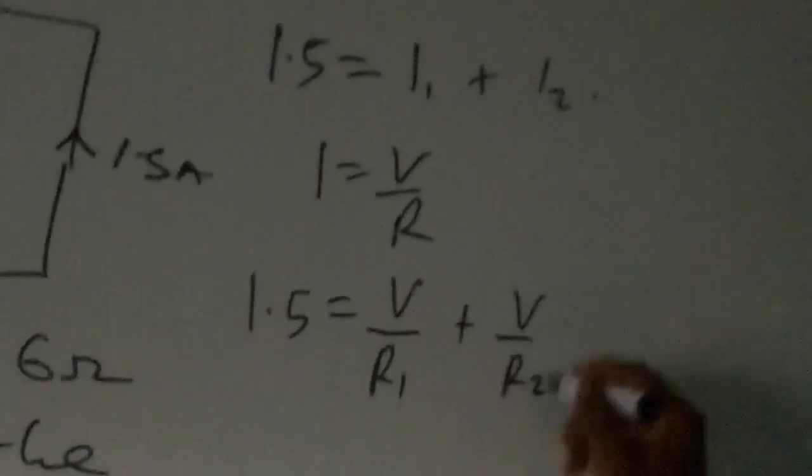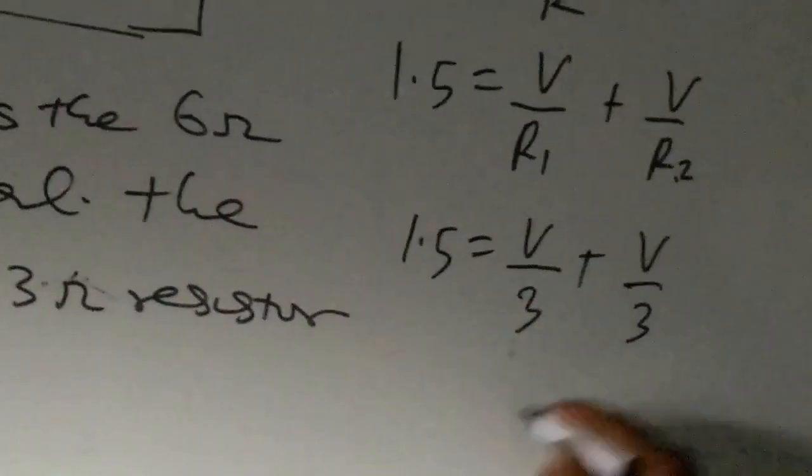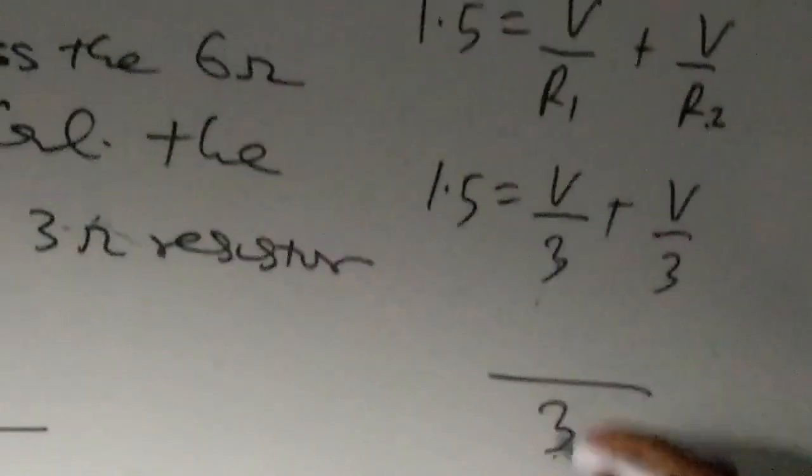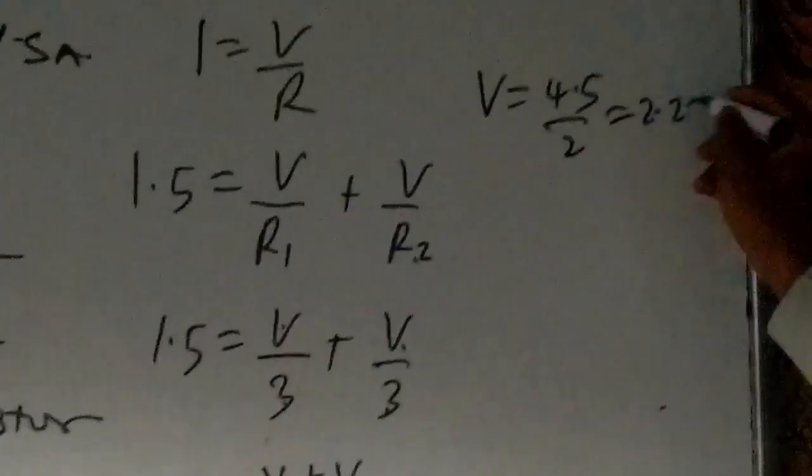So we can now say 1.5 equals V over R1 plus V over R2, because the voltage across the resistors remains the same. So now I have 1.5 equal to V over R1, which is 3, plus V over R2, which is also 3. We take the LCM, which is 3. 3 into 3 is 1, times V gives you V. 1 times it gives us V, which is 1.5. Cross multiply, we have 4.5 equal to 2V. So our V becomes 4.5 over 2, which is 2.25 volts.